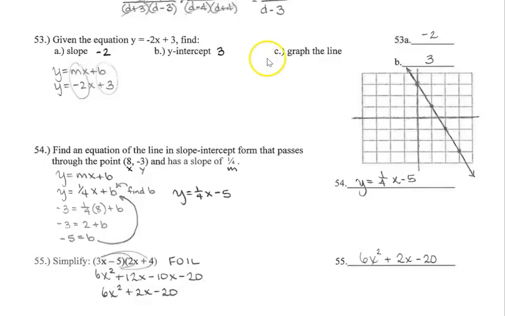So to graph that, I start at my y-intercept. So I'm going to start at my positive 3. Then my slope is negative 2 over 1. So from that point, I'm going to rise a negative 2 and run a positive 1. Rise a negative 2, run a positive 1. And you'll notice that all those form a line.